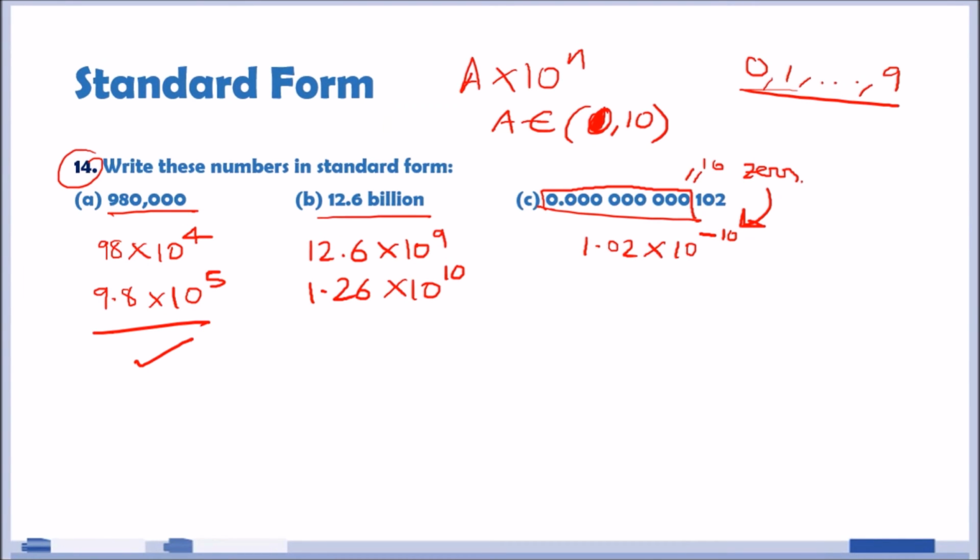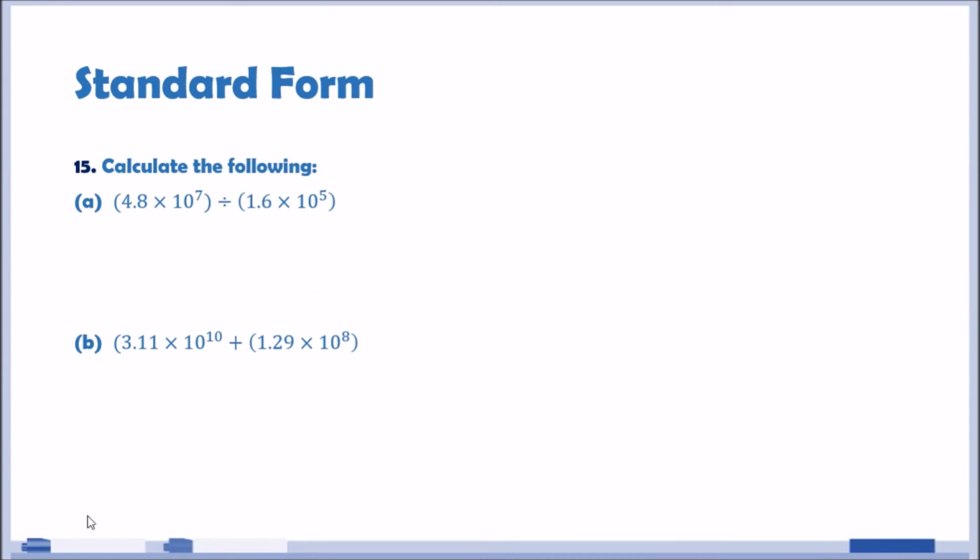And let's move on to the final one and see how that goes. Well, here we are. To wrap this day up, let's tackle these tough ones. So calculate the following. So 4.8 times 10 to the power 7 divided by 1.6 times 10 to the power 5. Mouthful. So what I would do, since we're dividing, I would put this as a fraction, just to see it more clearly.